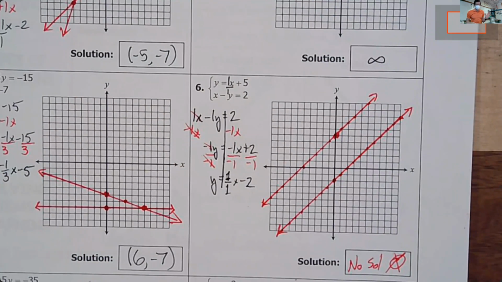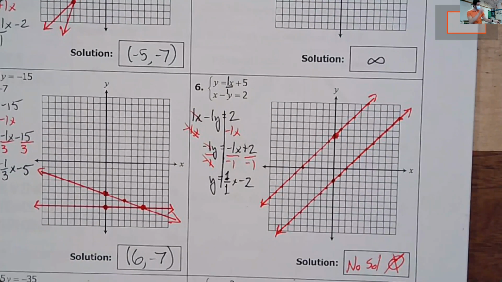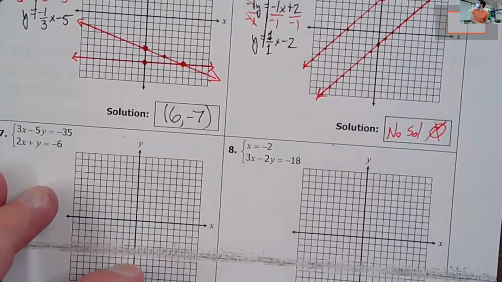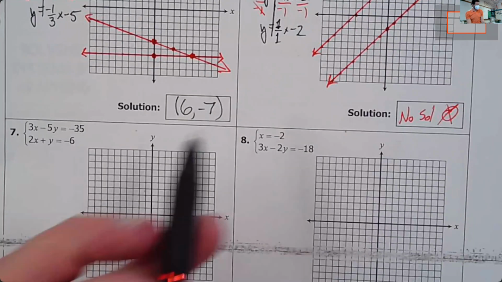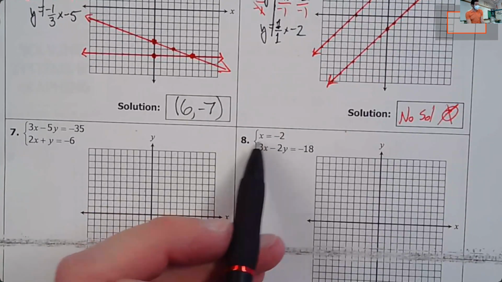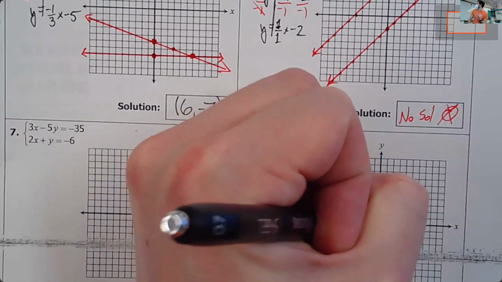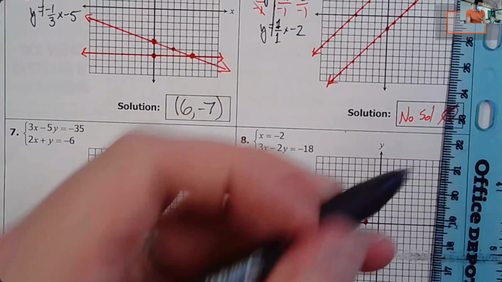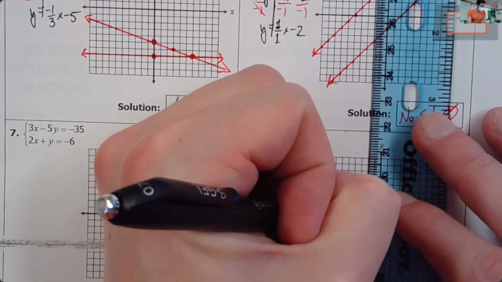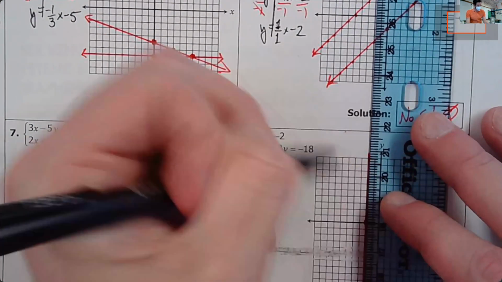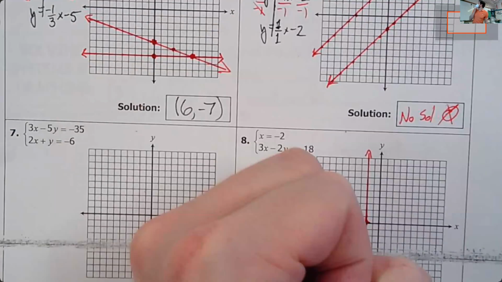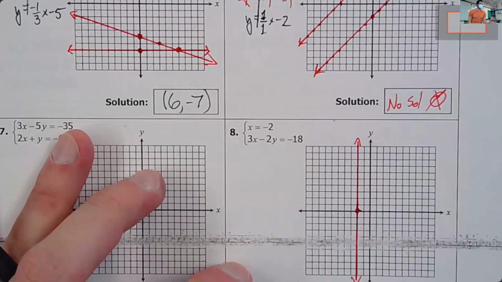So that's as far as we're going to go today with the notes. We're not going to finish up these last two. We could, but I am going to do one thing. I'm going to show you on number 8 this first equation, x equals negative 2. Just as a reminder, when you have an x equals a number, that is a vertical line wherever that x value is. So x equals negative 2. We go negative 2 on the x-axis right there, and we draw a vertical line straight through it. That would be the first line on problem number 8.